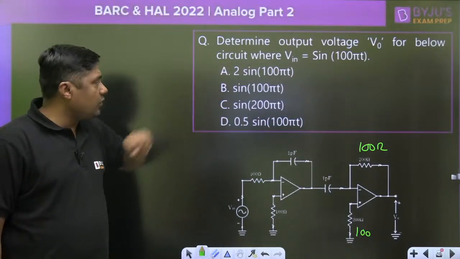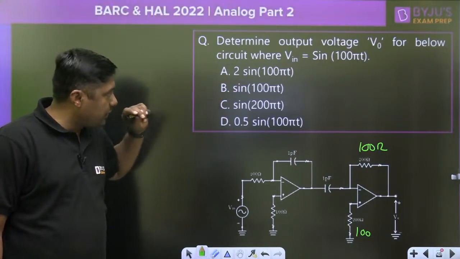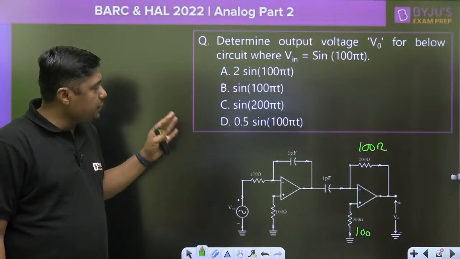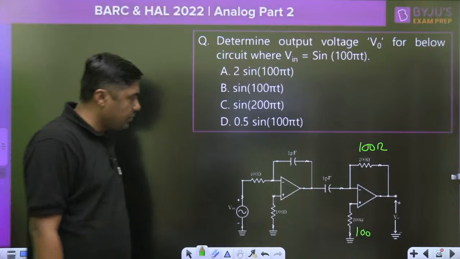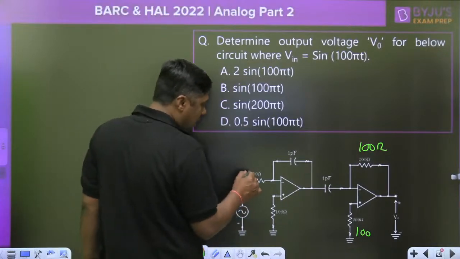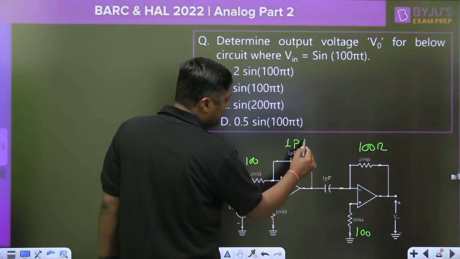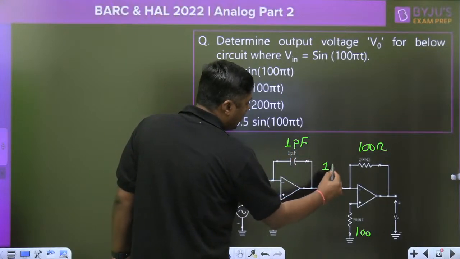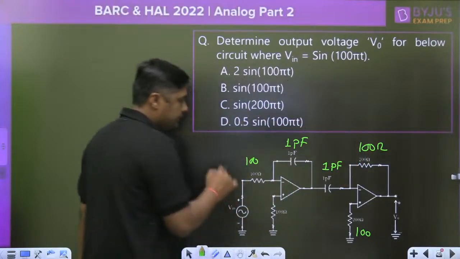Answer A, 2 sine of 100 pi t. Answer B, sine of 100 pi t. Answer C, sine of 200 pi t. Answer D, 0.5 sine of 100 pi t. What will be the answer? Very very simple question. This is R, 100 ohm. This is 1 picofarad. 100 ohm, 1 picofarad. These values remain equal.